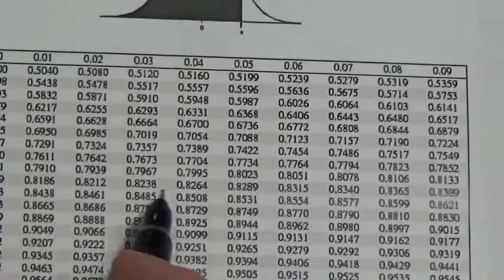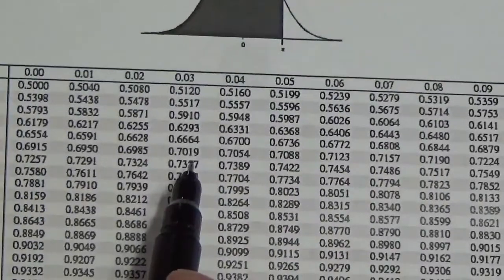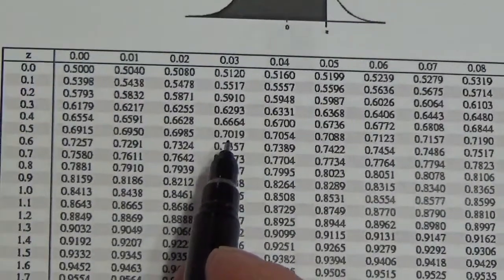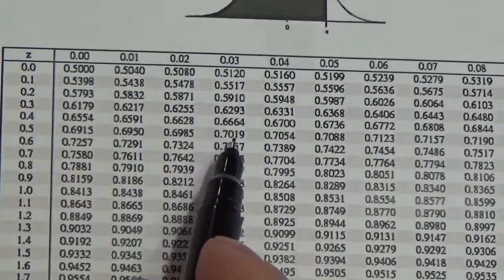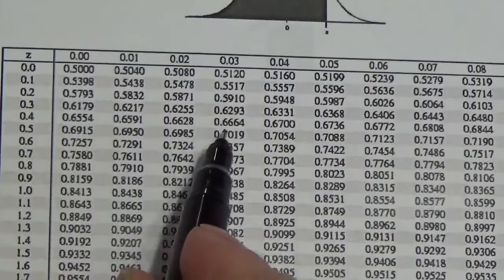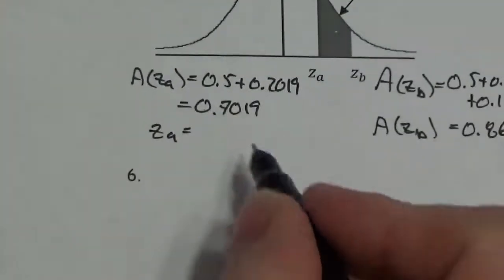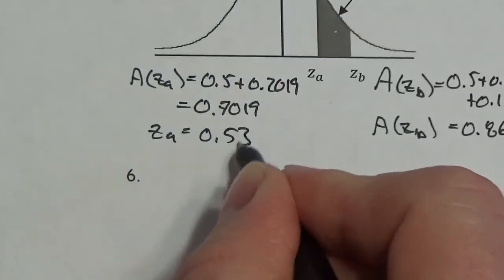So where are we at here? Oh, well, that one just about jumped right out at me. I looked right at it when I was looking at the chart here. So here it is, 0.7019. And so sliding to the left here, that's 0.53. So the Z value here is going to be 0.53.